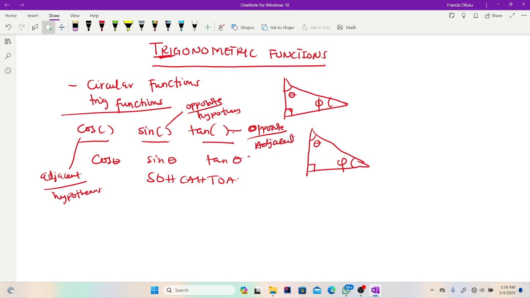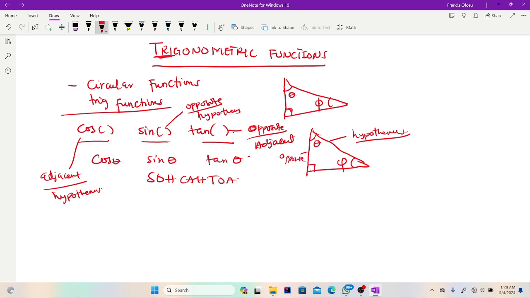Now, for this adjacent, opposite, and hypotenuse: when you have a right angle triangle, the longest slanting side is what we call the hypotenuse. Sometimes it may not be the longest, but the side which is facing the 90 degrees is what we call the hypotenuse. Then once you identify your hypotenuse, you have the adjacent, which is the side adjacent to the 90 degrees. Then you also have the opposite.